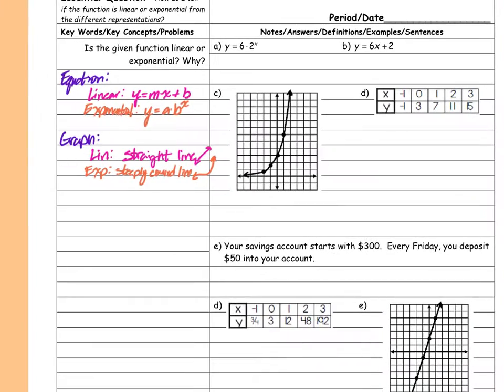Table. Let's talk about the table. If it's linear, it has a common, let's not say common because we're not really using that. We are using that term, but we haven't really defined it very well yet. So if it's linear, we're adding the same thing, right? And if it's exponential, what am I doing? Multiplying the same thing.